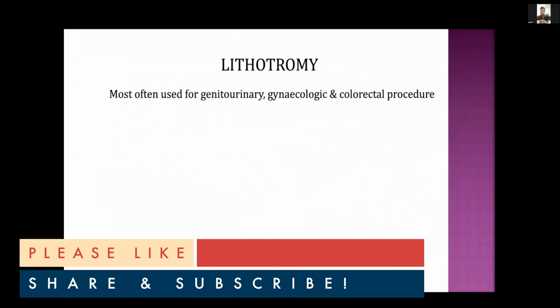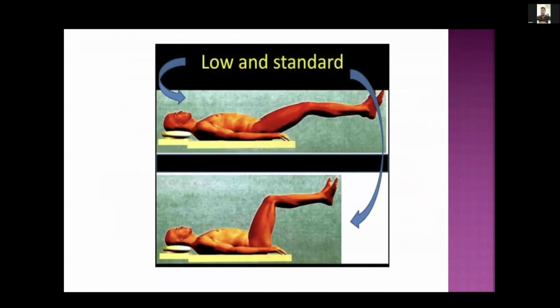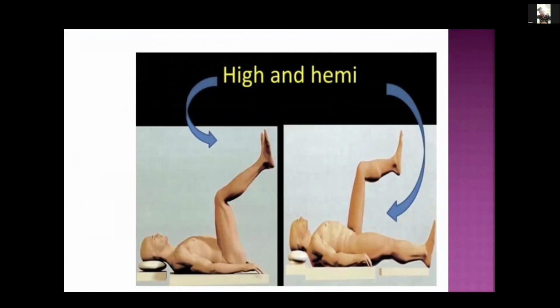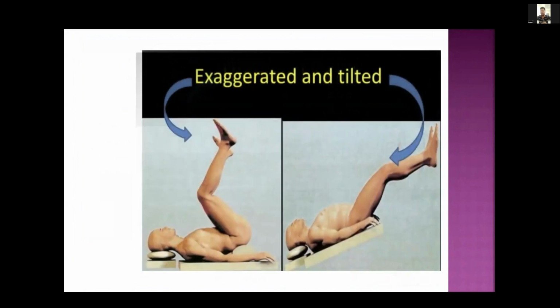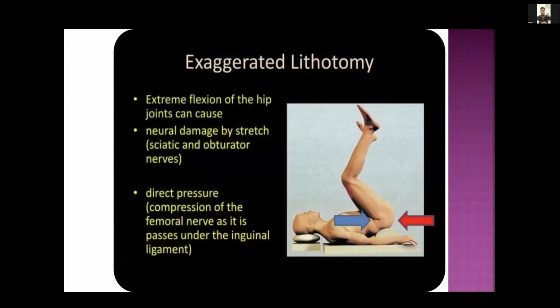Lithotomy position. This position is most commonly used for genitourinary, gynecological, and colorectal procedures. There are various types of lithotomy position: standard, low lithotomy, high lithotomy, hemilithotomy, in which only one leg is elevated, exaggerated, and tilted lithotomy positions. In the exaggerated lithotomy position, extreme flexion at the hip can damage the sciatic or obturator nerve due to stretch, and direct pressure on the femoral nerve can occur in this position due to extensive flexion.